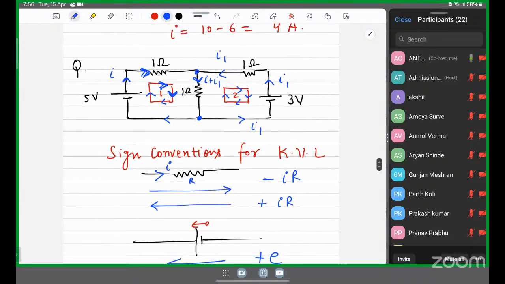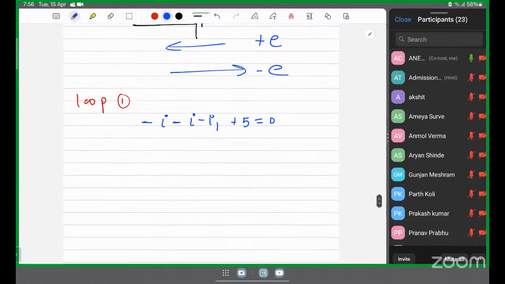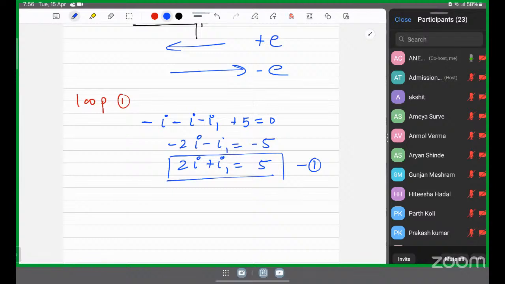Then there is no resistor in this branch, and then we have this one. Negative to positive, and conventional direction is also in the same direction. So this will be plus 5 volt equals 0. Which means I can write it as minus 2I minus I1 is equal to minus 5, which gives 2I plus I1 is equal to 5. This is the first equation. Understood?